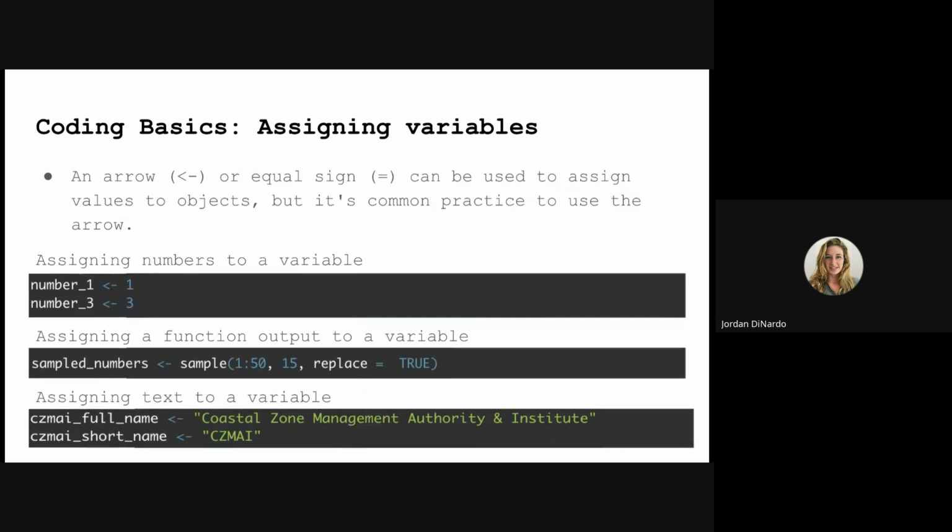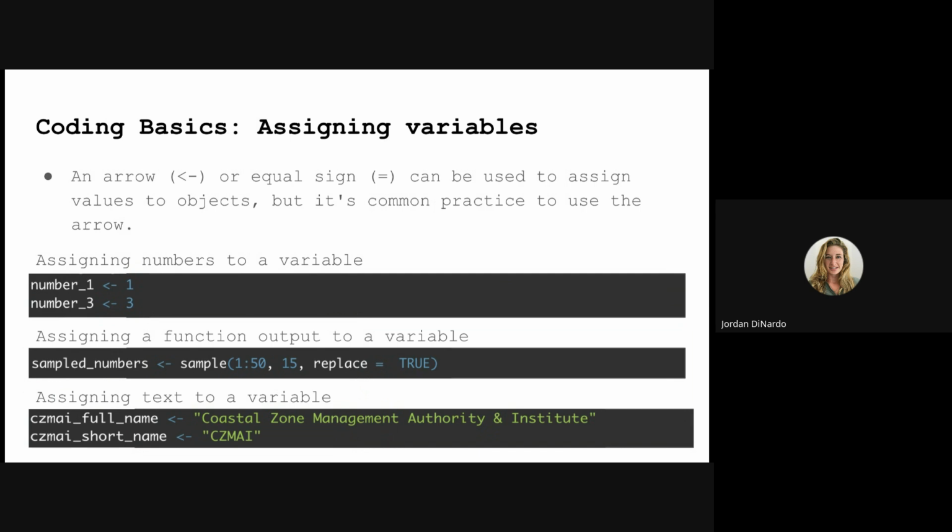Okay, so next let's work through how to assign variables. Assigning variables in R, you can either use an arrow or an equal sign, but it's really common practice to use the arrow. And so here are some examples of how you can assign numbers to a variable.